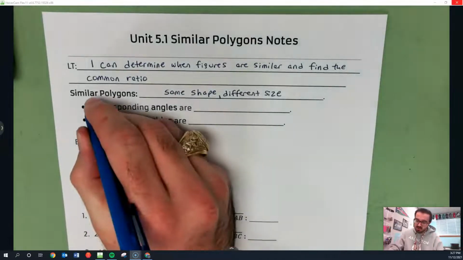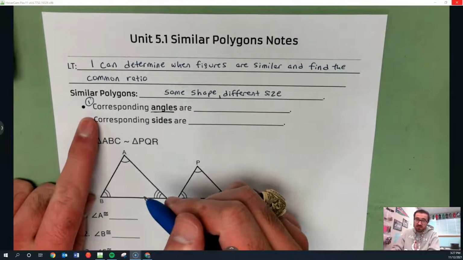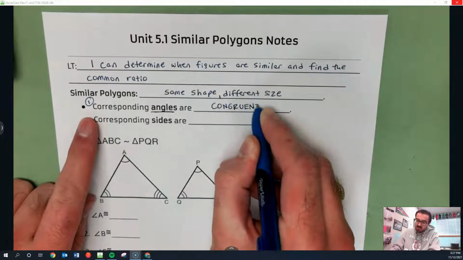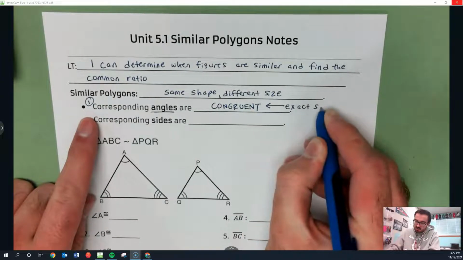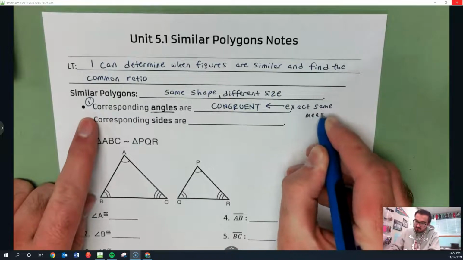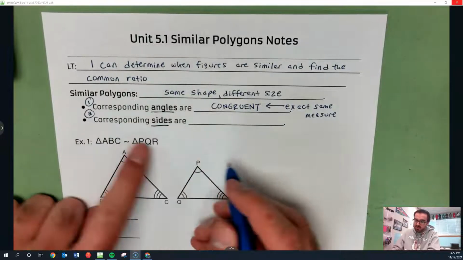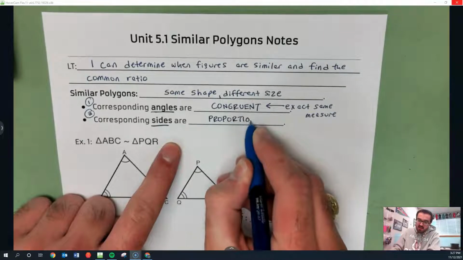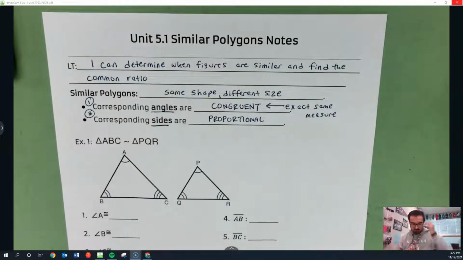Two criteria have to be true. Number one, the corresponding angles have to be congruent. They have to be the same. Corresponding angles have to be congruent, which means the exact same measure. Now corresponding sides, on the other hand, criteria number 2, are going to be what we call proportional. We're going to talk about what that means. They are not the same measure. They're proportional. Angles congruent, sides proportional.